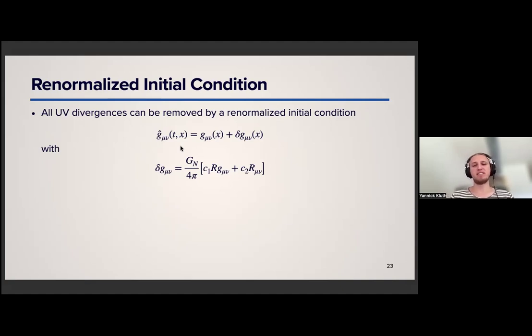But we can renormalize this initial condition by some new counterterms to remove exactly these UV divergences that we encounter, that are simply coming from these off-shell divergences and are related to field redefinitions. And the counterterms that I include here are simply given in this form, so that we have the standard Ricci scalar times g_mu-nu and Ricci tensor terms with C1 and C2.